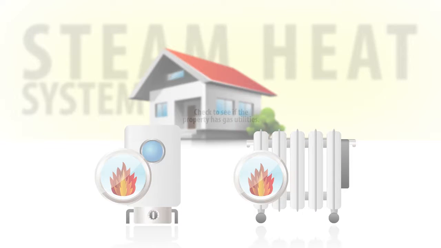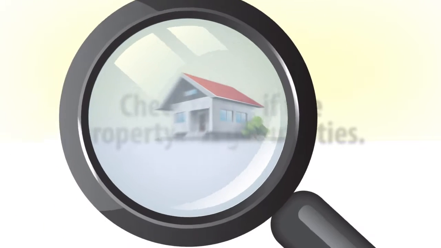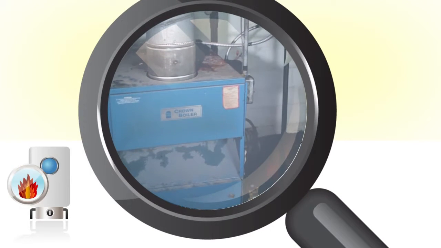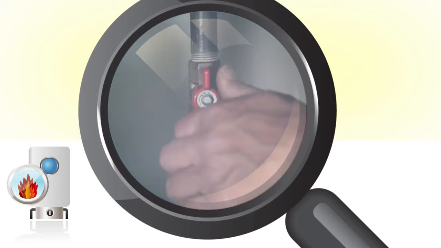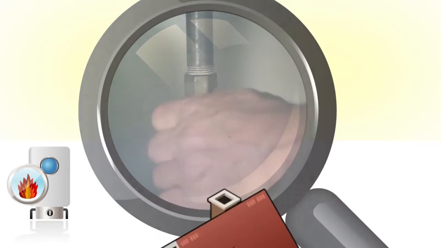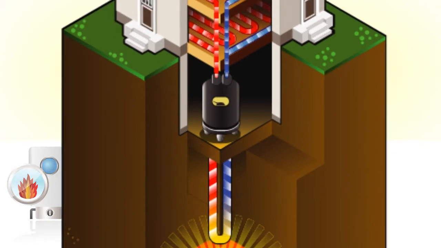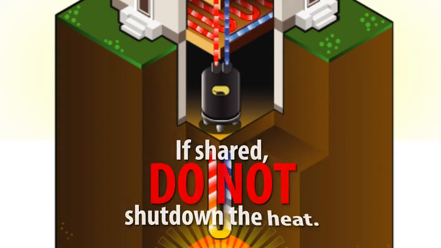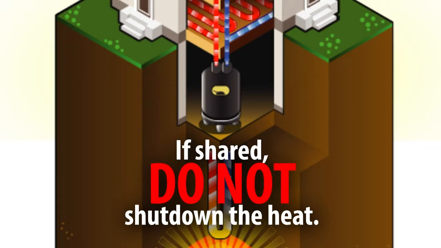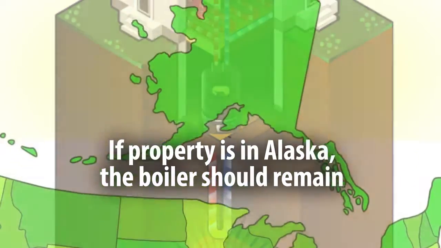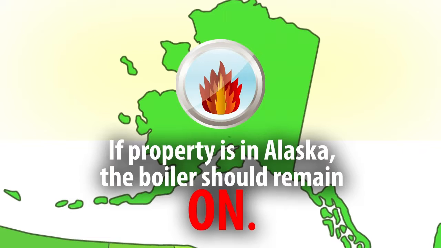Once you identify the property to have a radiant or steam heat system, you will check to see if the property has gas utilities. If so, be sure to turn off the gas to the boiler if present. If the property is a multi-family unit, you must first determine if the boiler system is shared. If shared, do not shut down the heat. Also, if the property is located in Alaska, the boiler should remain on.